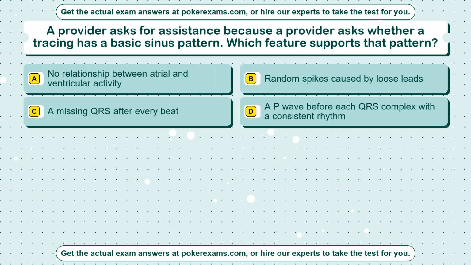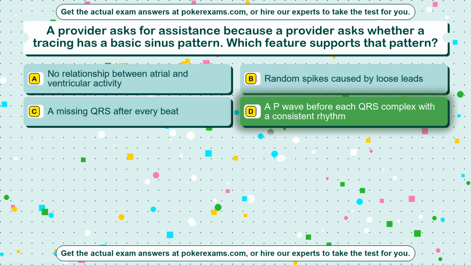Question 37. A provider asks for assistance because a provider asks whether a tracing has a basic sinus pattern. Which feature supports that pattern? Option A. No relationship between atrial and ventricular activity. Option B. Random spikes caused by loose leads. Option C. A missing QRS after every beat. Option D. A P wave before each QRS complex with a consistent rhythm.